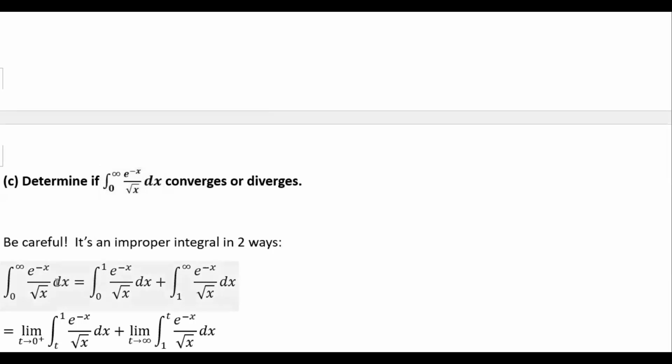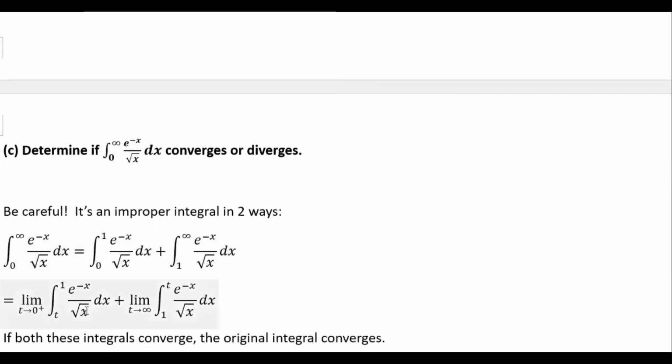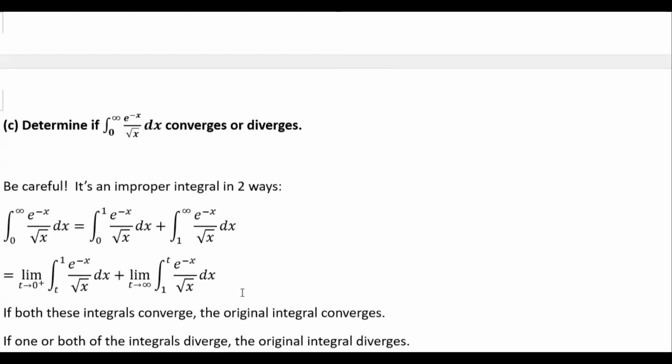We've got to split this improper integral up into 2: from 0 to 1, you can pick any number, I just picked 1 for convenience, and 1 to infinity. And here's the limit notation if it's required. So if both these integrals converge, the original integral converges. If even just one of them diverges, the whole thing diverges. We don't care if the other one converges, okay?